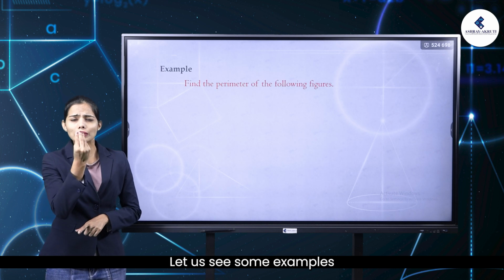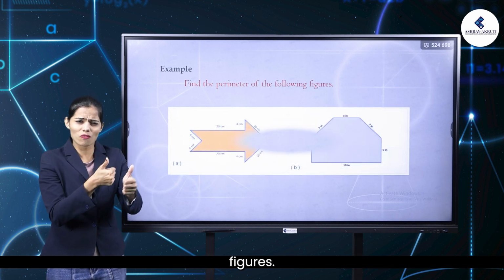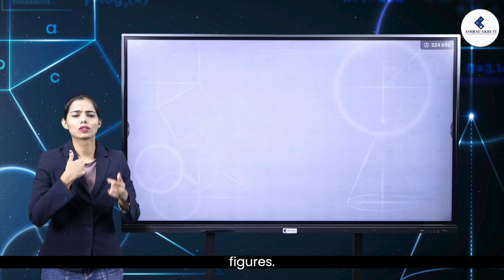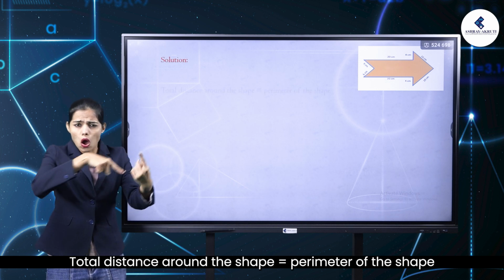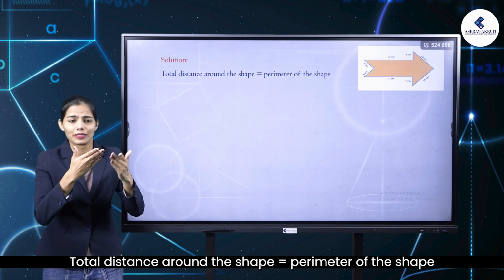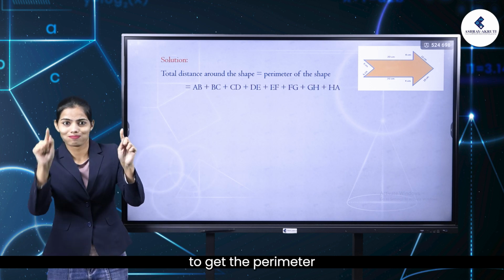Let us see some examples. Find the perimeter of the following figures. Solution. Total distance around the shape is equal to perimeter of the shape. Now, we need to add all the sides to get the perimeter.